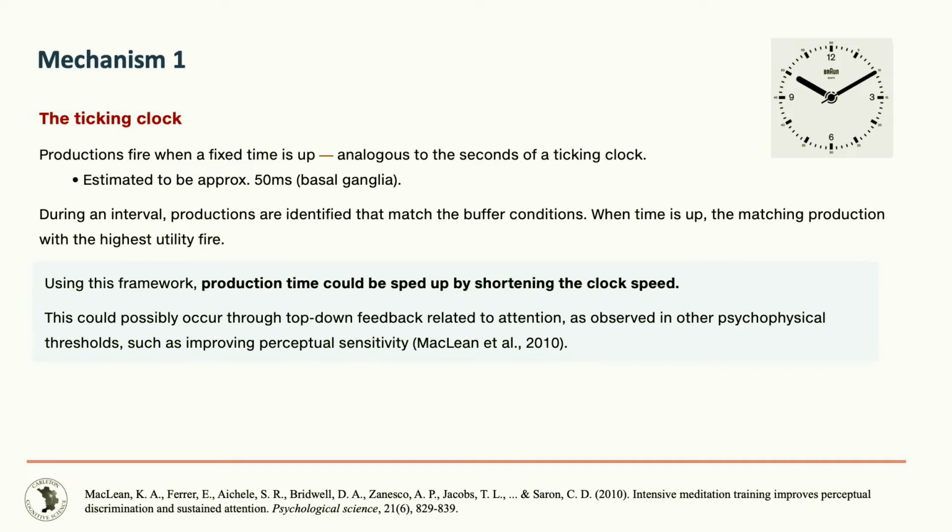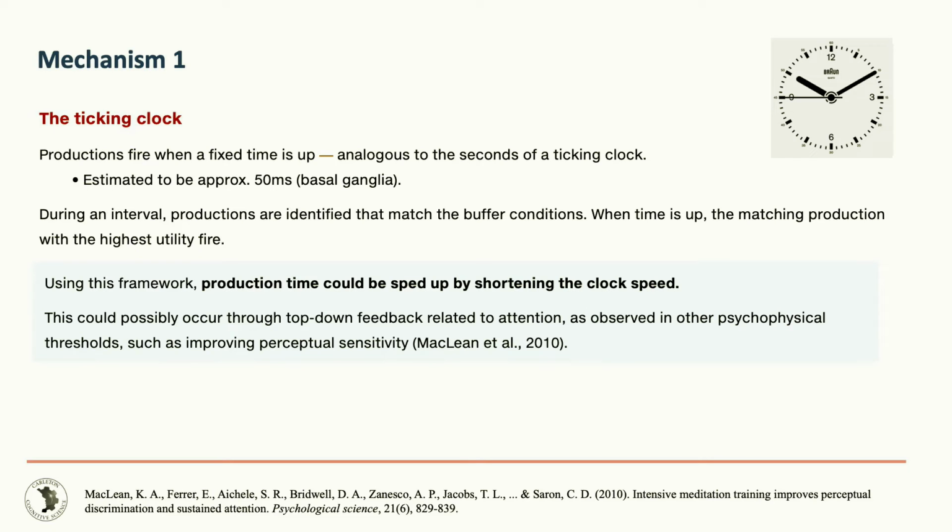You can read more about them in our paper, but mechanism 1 is the ticking clock mechanism. So production rules fire when a fixed time is up. This is analogous to the ticking seconds of a clock. And again, this is estimated to be about 50 milliseconds, situated in the basal ganglia. During an interval, productions are identified that match buffer conditions. And when the time is up, the matching production with the highest utility fires. And using this framework, production time could be sped up by shortening the clock speed, shortening those intervals.